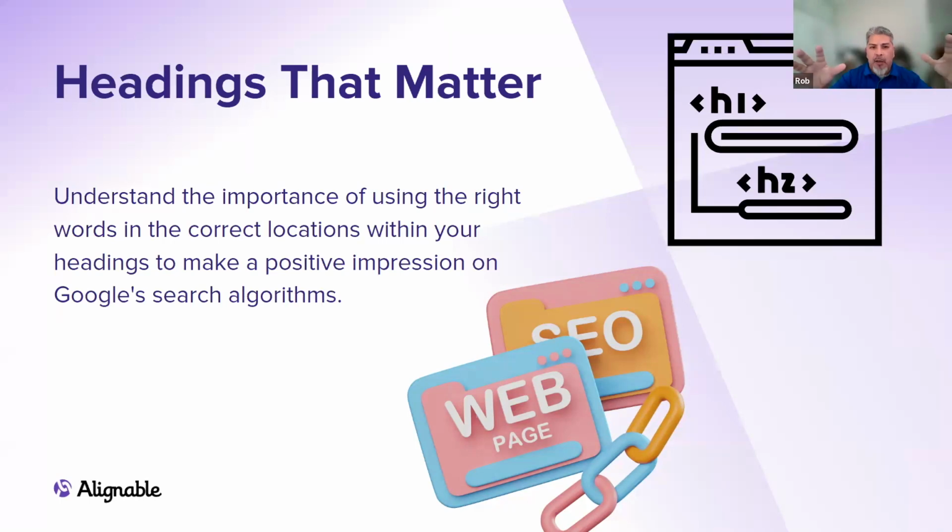It's not the end all be all, because when it comes to SEO, it's a matter of getting everything right or enough things right that it puts you in competition with your highest competitors, right? There are a lot of things, and there is no one thing that will explode you to the top. So these are three things that are very, very important in the grand scheme of things. So headings that matter. Understand the importance of using the right words in the correct locations within your headings to make a positive impression on Google search algorithms.